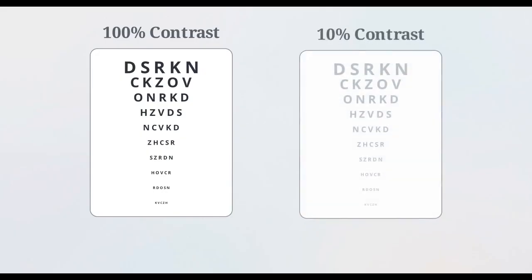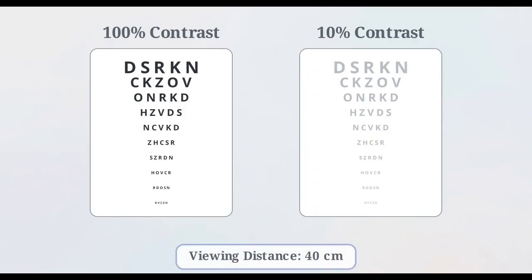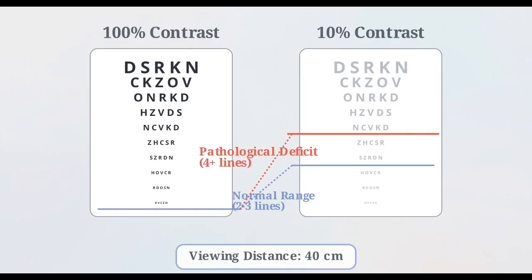We present a standard 100% contrast logMAR chart next to a 10% contrast logMAR chart, tested at a 40-centimeter viewing distance. A normal visual system will yield a difference of 2 to 3 logMAR lines between the high and low contrast charts. A drop of 4 or more logMAR lines on the low contrast chart indicates a significant pathological contrast deficit. To measure peak contrast sensitivity, we use the Pelli-Robson chart at a 1-meter working distance.